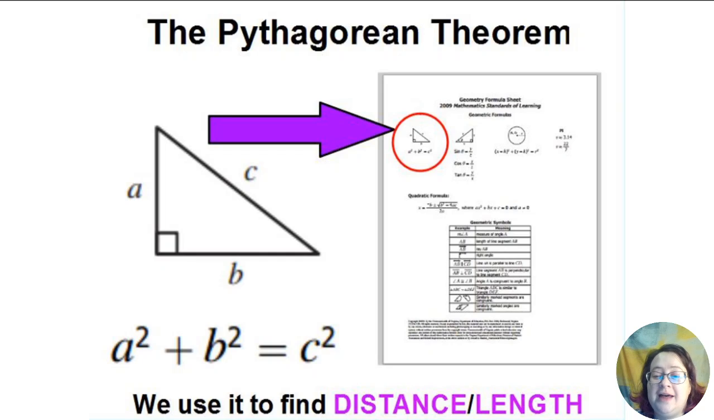You'll notice that the Pythagorean Theorem is on our geometry formula sheet that we get to use for all tests and the SOL at the end of the year. We see we've got the picture of our right triangle with A and B being what we call the legs of the triangle, the ones that join together to form that right angle, and C is the hypotenuse of the triangle. We use that to find distance and length.